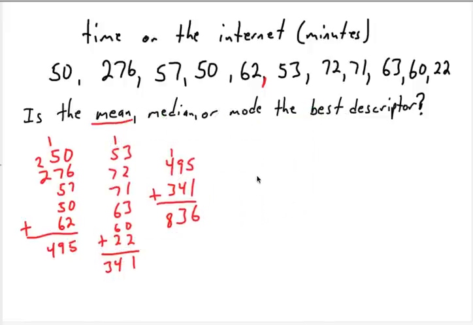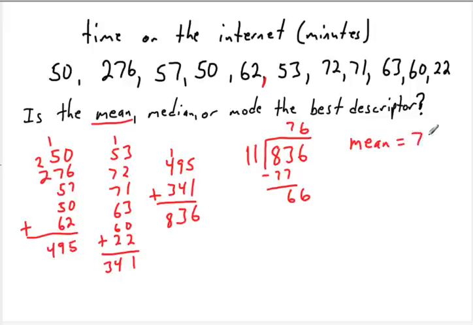All right, so we have 836, and we're going to divide that by how many pieces of data? 1, 2, 3, 4, 5, 6, 7, 8, 9, 10, 11 pieces now. 11 goes into 83 7 times. Got 6 left over. All right, so 76 is our average. So I'll write that down. Mean equals 76.